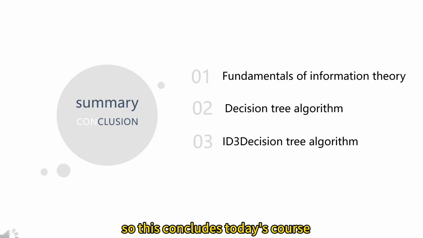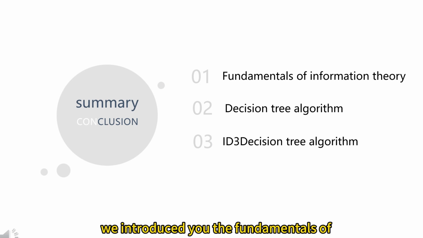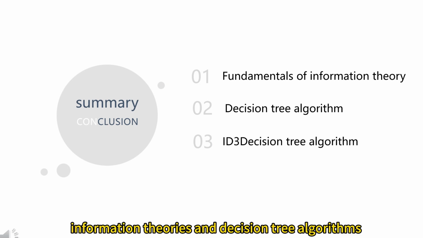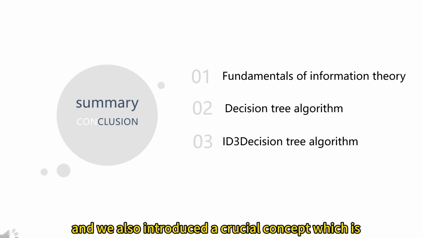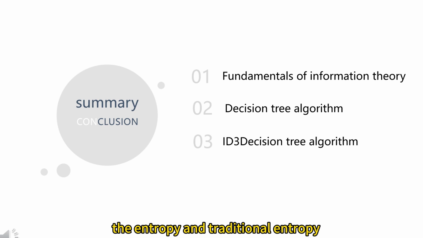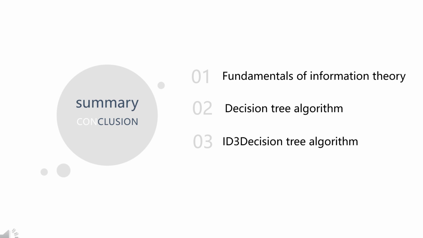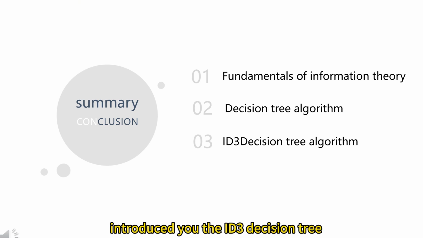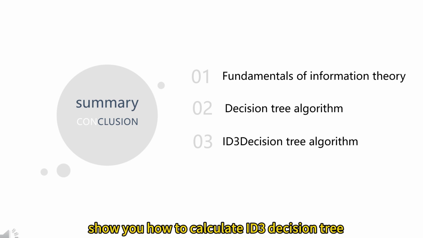So, this concludes today's course. We introduced the fundamentals of information theory and decision tree algorithms. We also introduced crucial concepts, which are entropy and conditional entropy. And as an example, we introduced the ID3 decision tree algorithm and showed you how to build an ID3 decision tree.